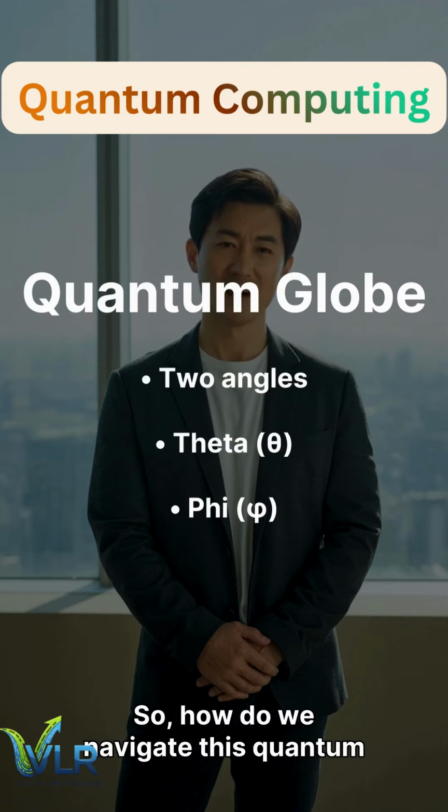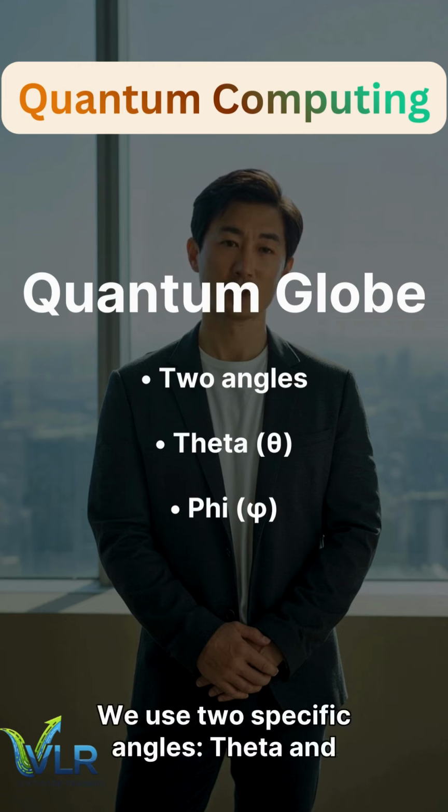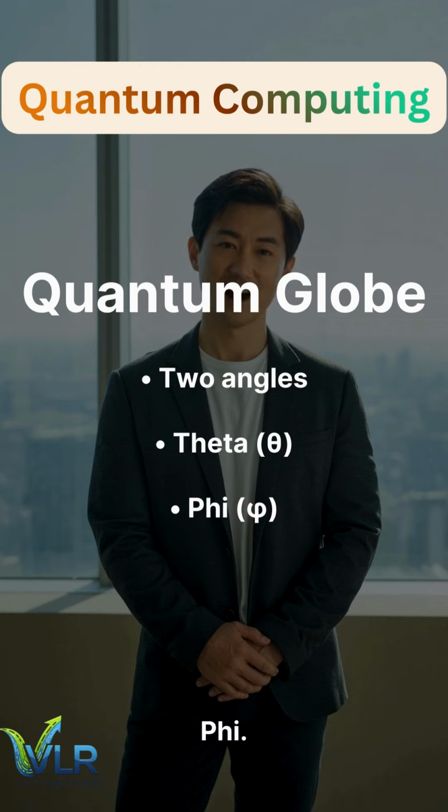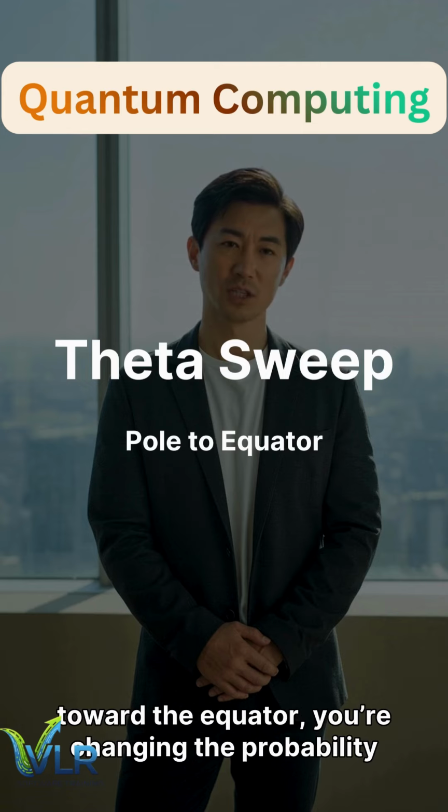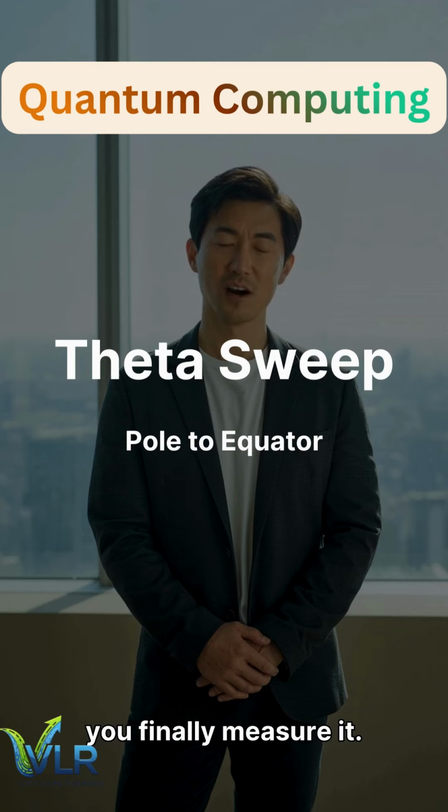So, how do we navigate this quantum globe? We use two specific angles, theta and phi. Theta controls your latitude. If you move from the North Pole toward the equator, you're changing the probability of what the qubit will be when you finally measure it.